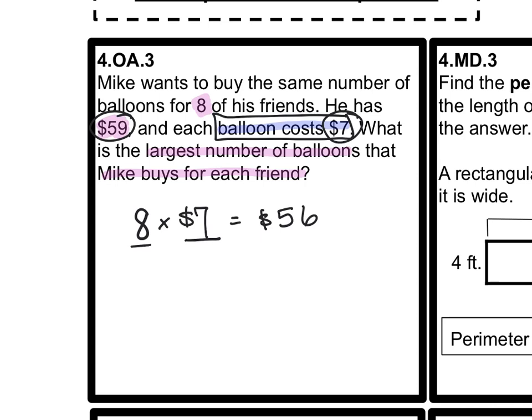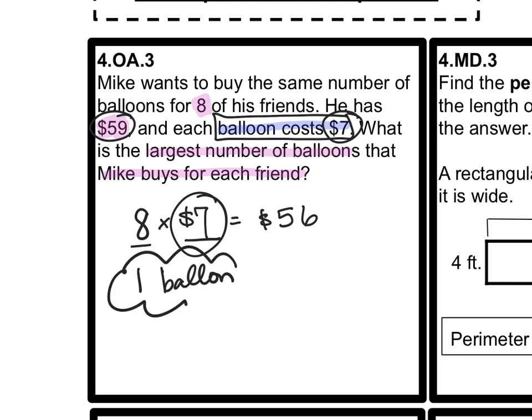If he has 8 friends and he buys 1 balloon per person, or he spends $7 on each friend, he would spend a total of $56 and nothing more. So this is pretty much his budget, 1 balloon for each friend. Okay, that's the solution. I think it's probably easier than you were expecting.